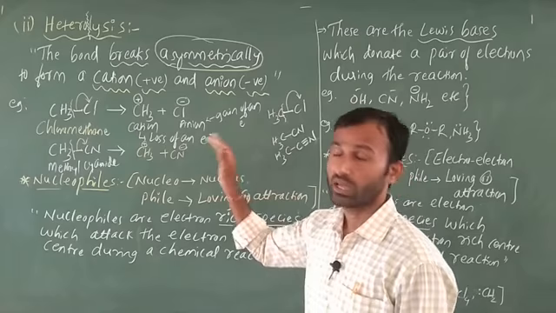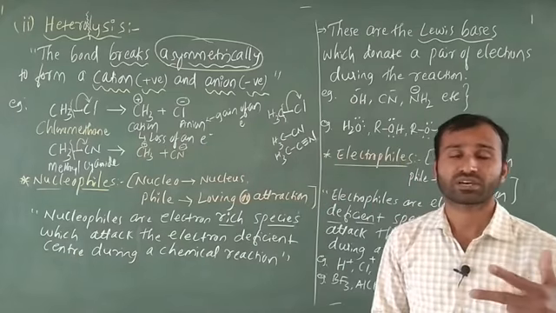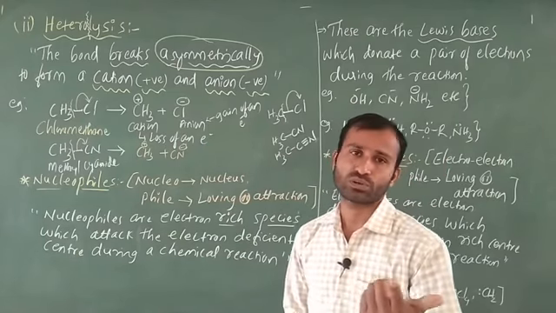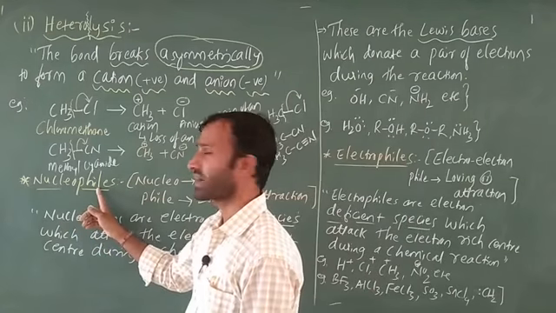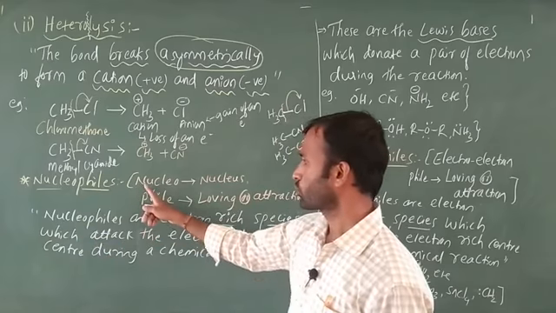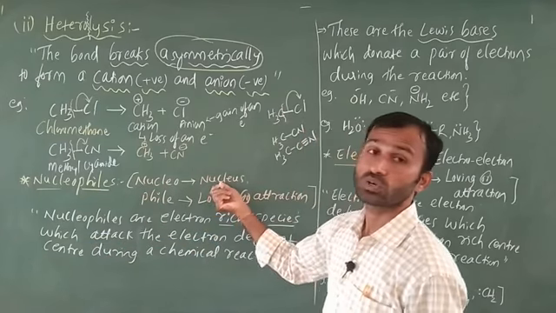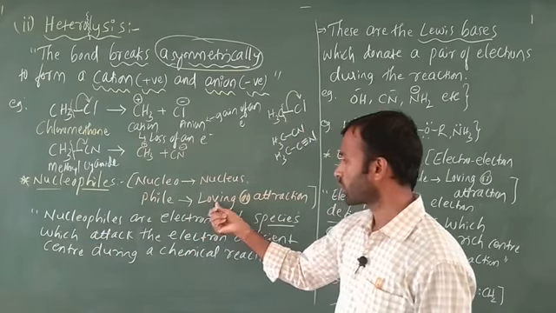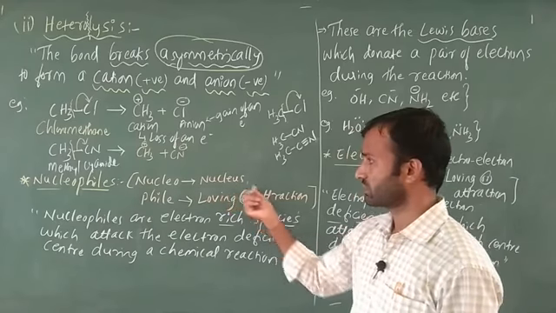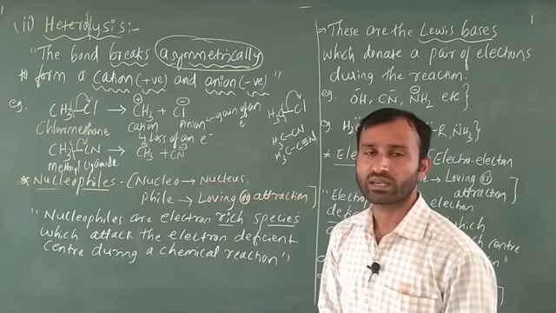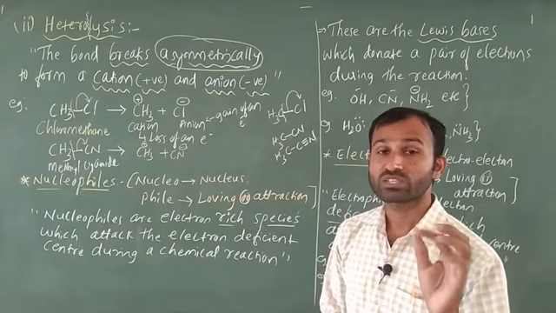Okay. Up to this, heterolysis is completed. The next two most important points are there. One is nucleophile, another one is what? Electrophile. Okay, the next heading is what? Nucleophiles. Okay, just here, nucleo means what? Nucleus. Phile means what? Loving or attraction. Just here, nucleus attraction, that is what? Nucleophile.